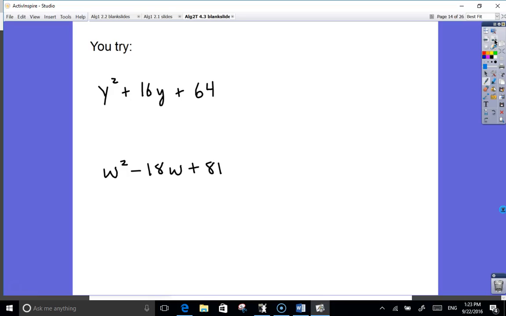What kind of factoring pattern is this? Perfect square trinomial, right? So what'd you say in the first one? This should be y plus 8 squared. How about the last one? W minus 9 squared. So why plus on the first one and minus on the other one? Yeah, because that's a plus, that's a plus. Since that's a minus, that's a minus.